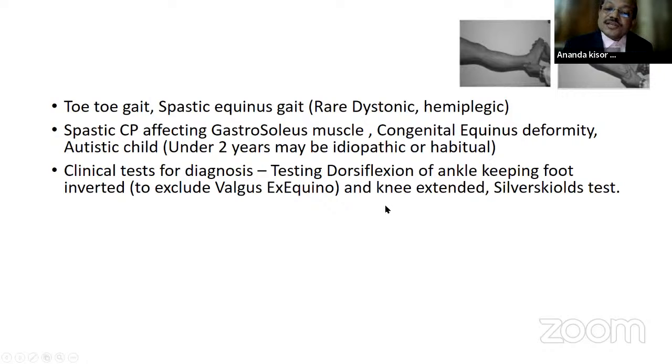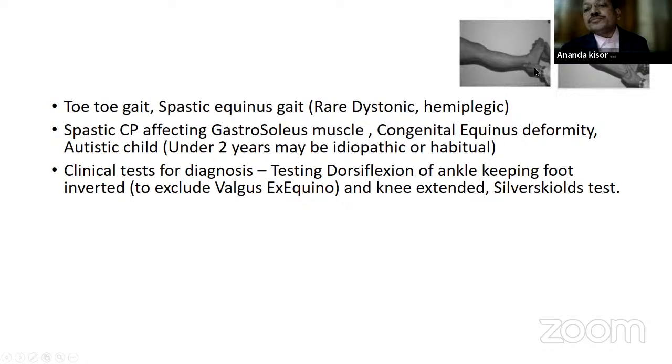Also in the test, we have to keep the knee extended. So that is the exact testing of dorsiflexion. If the dorsiflexion is restricted, that means it is a true equinus, and then we have to test the Silverskiöld test. Now again, during the Silverskiöld test, we have to hold this; check this foot.